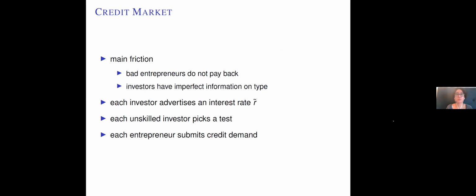Now let's move to the credit market. First, let me start with the main friction. As I mentioned already, the main friction is that bad entrepreneurs do not pay back, so it's important to know them. However, a big fraction of investors only have imperfect information on the type. Now, the mechanics of the credit market is pretty complicated. I don't want to spend time on it.